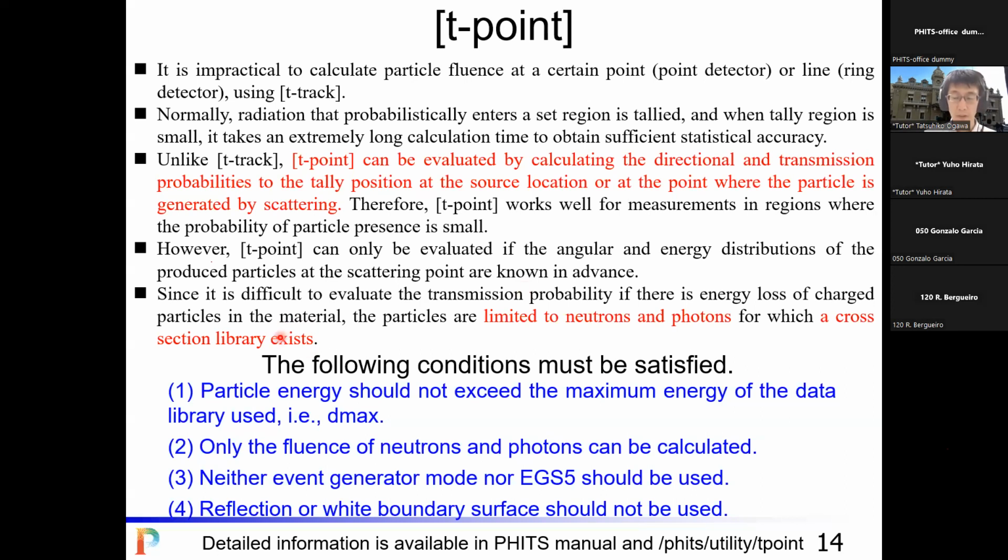But in this example, the radiation source is gamma ray, so we can safely apply this T-point tally to calculate those. And here's the list of conditions in which you can safely use T-point. For more detail about the theory of T-point, you can go to FIT's utility T-point, as mentioned in Zoom chat also.